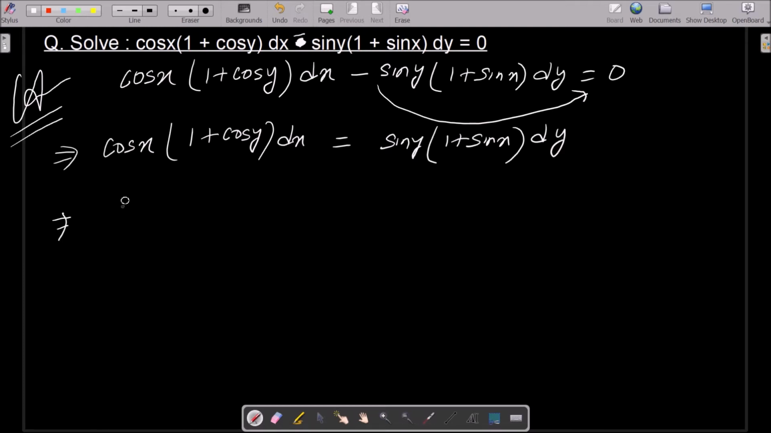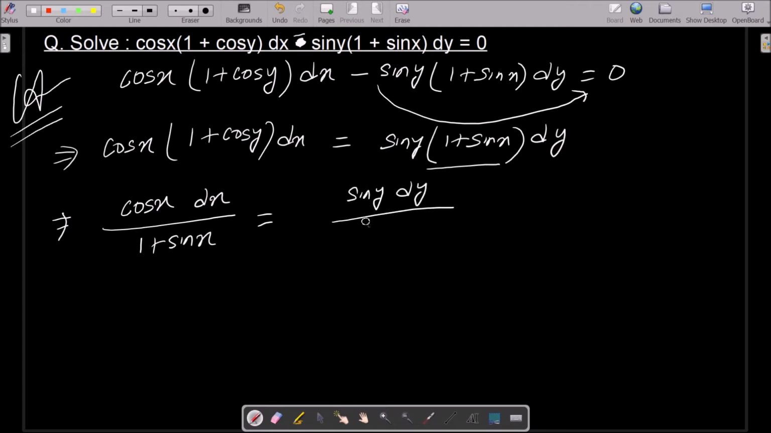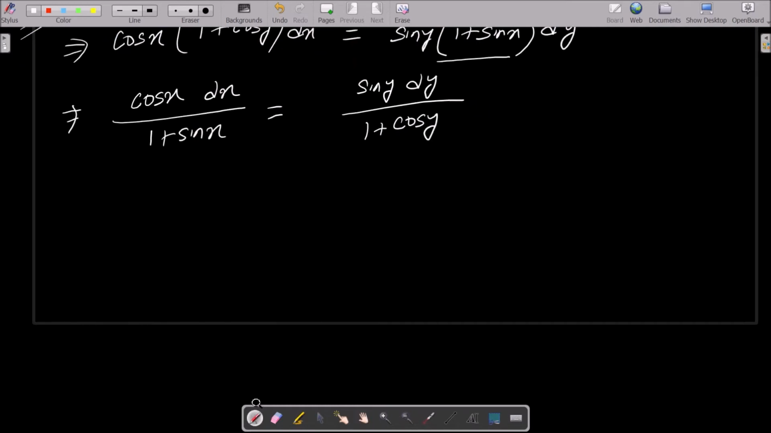So this is cos x dx, and then 1 plus sin x moves into the denominator, and thereafter we write sin y dy over 1 plus cos y. Okay, and the next thing is you need to do the integrating on both sides. So right here, integrating both sides.